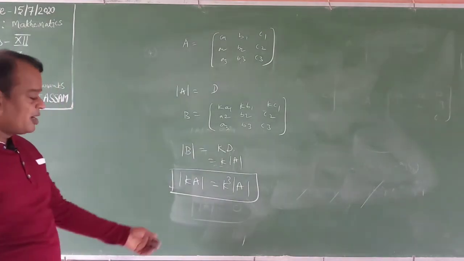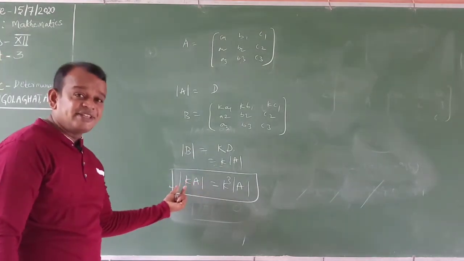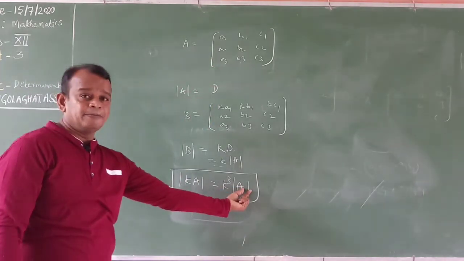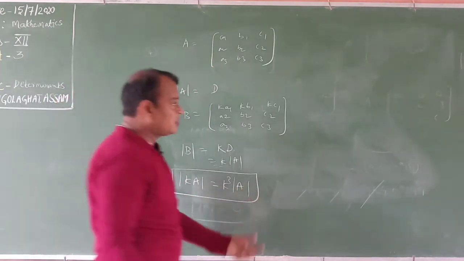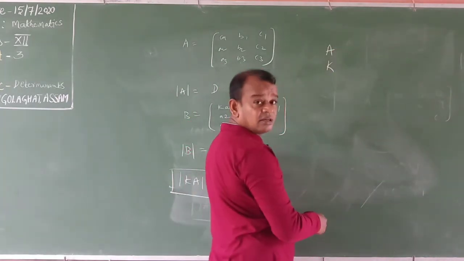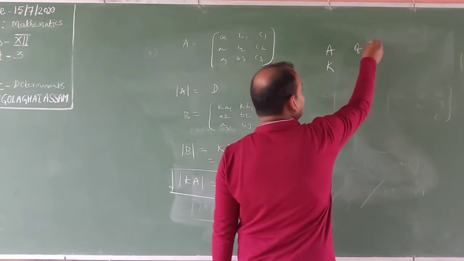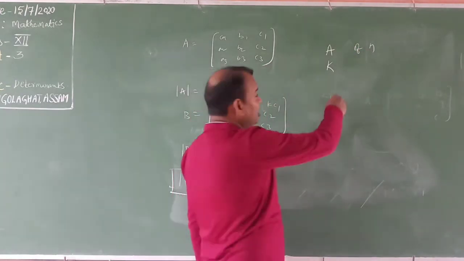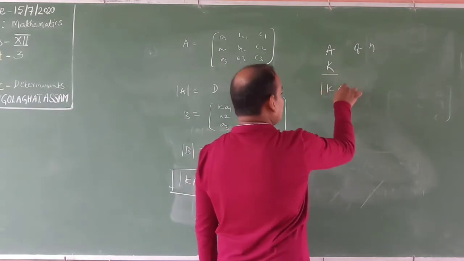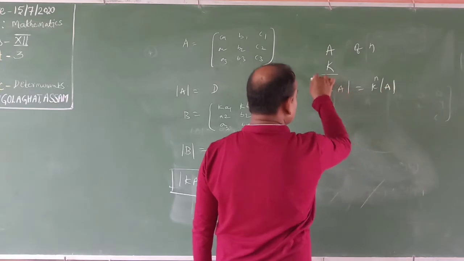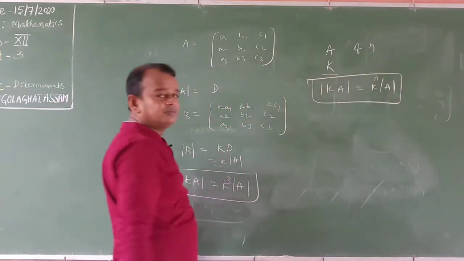A is any square matrix of order n by n. K is any scalar. For a 3 by 3 matrix, it means K cube into det A. What is the statement? If A is any square matrix of order n, meaning an n by n square matrix, and K is any scalar, then the determinant of KA is equal to K power n into det A. We remember this one. This is very, very useful.